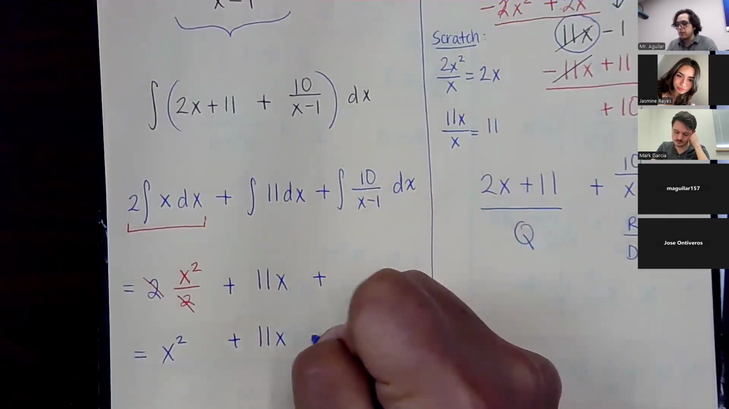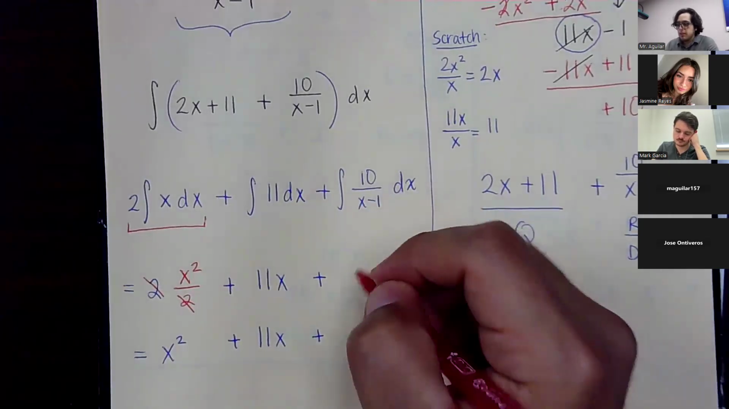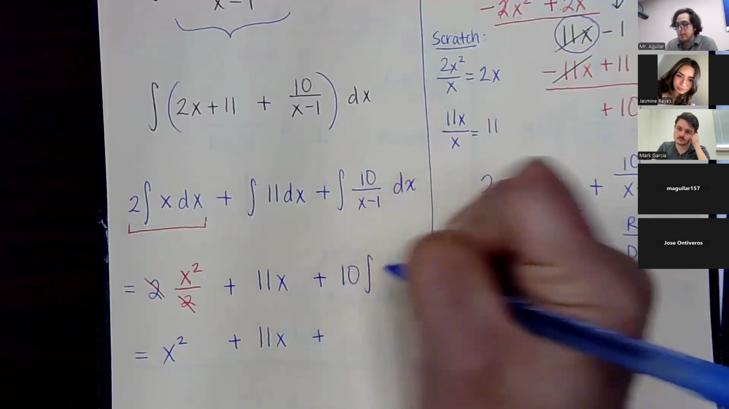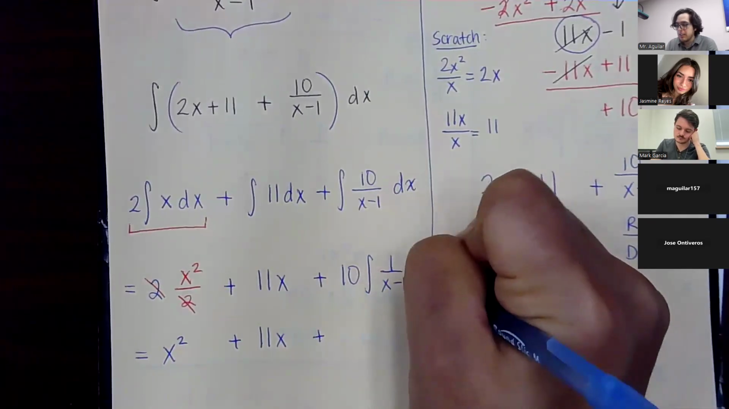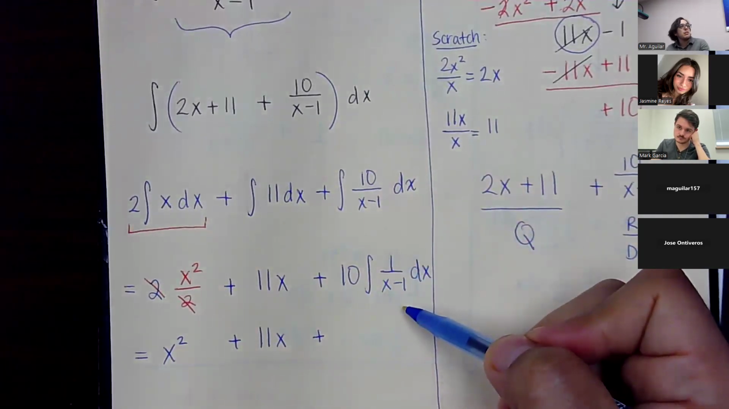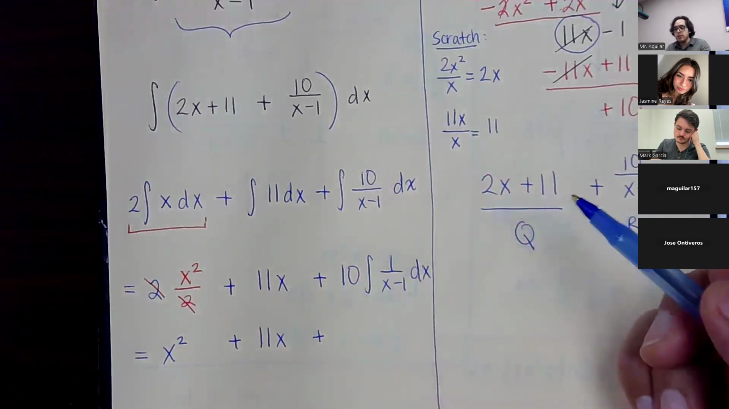Plus, now we can go ahead and take care of our final integral here. I know it's going to be 10 times something, but if I pull the 10 out and call this 1 over x minus 1 dx, then isn't that in the form 1 over u? Right? And that's what this whole section is about, using that natural log property, that natural log rule for integration.